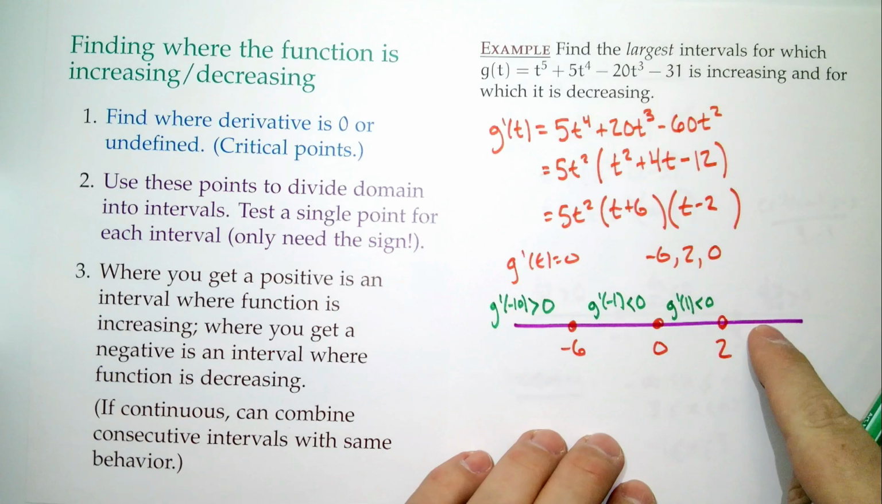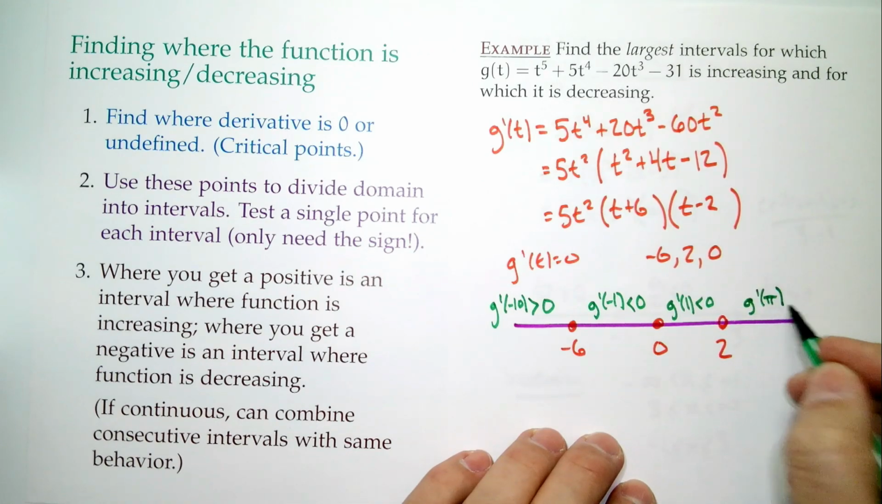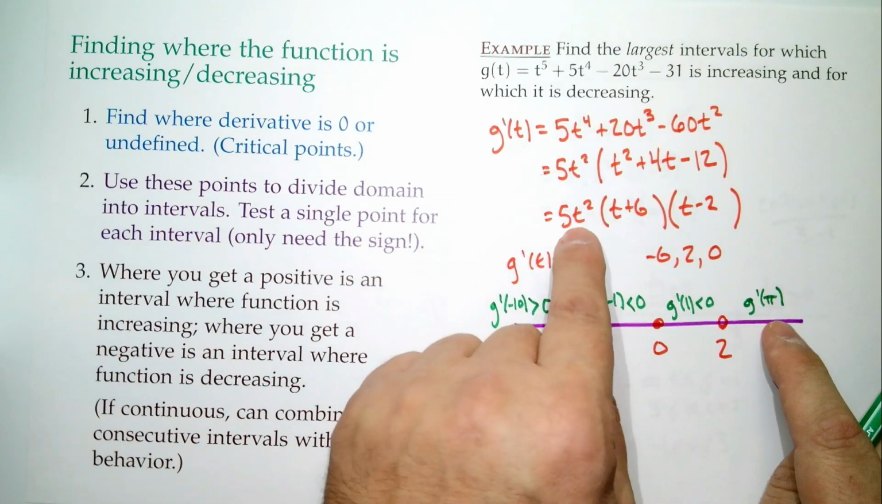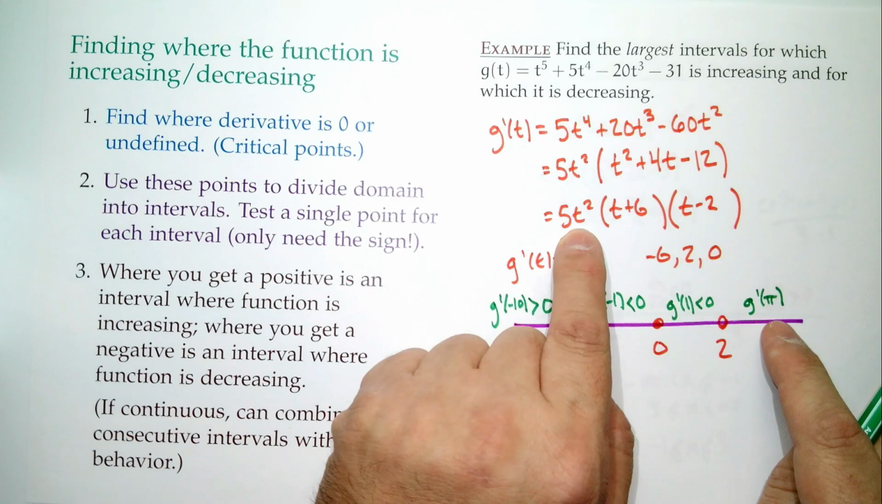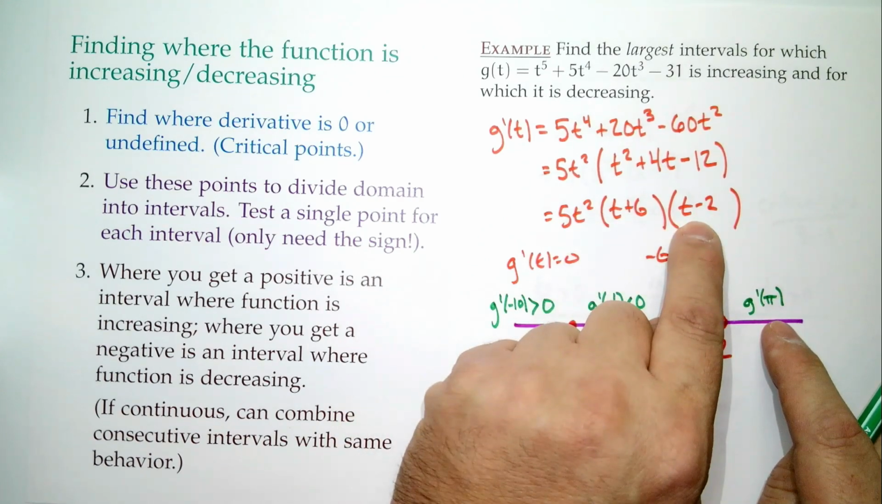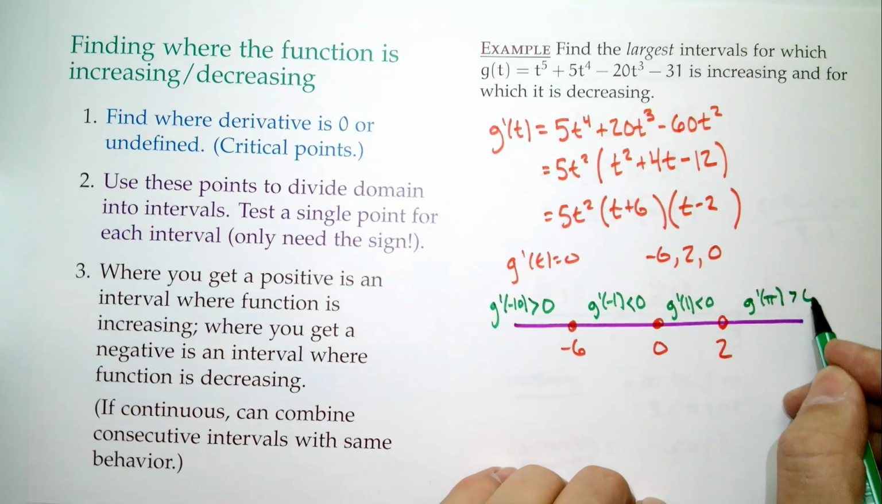Okay, above 2. Pi? All right, I'm wearing off on you. Good. All right. So t squared will be positive. t plus 6 will be positive. t minus 2 will be positive. So the result is positive.